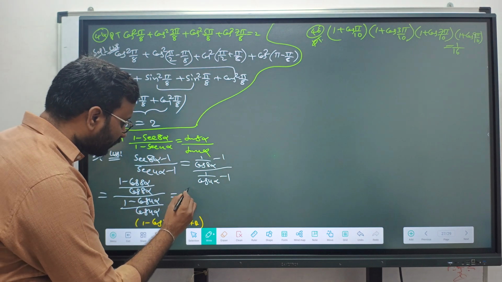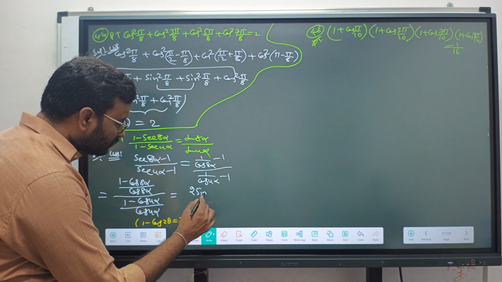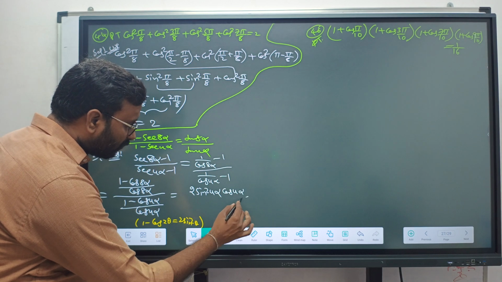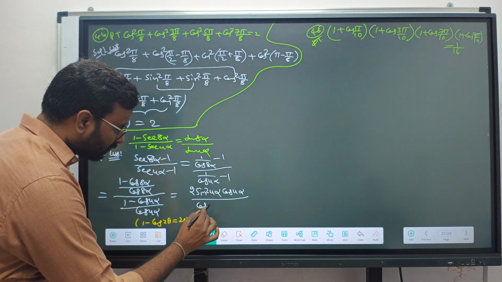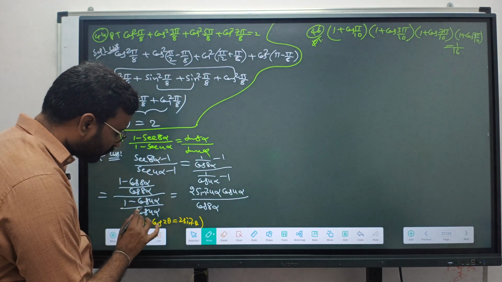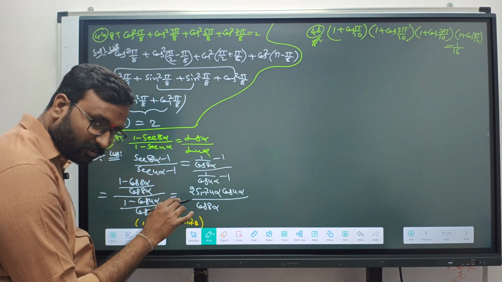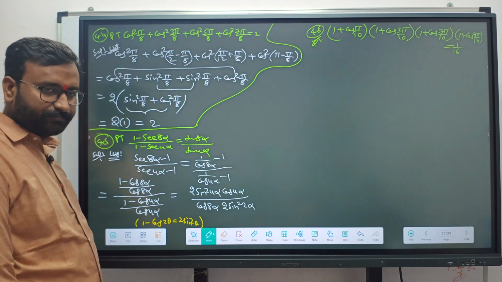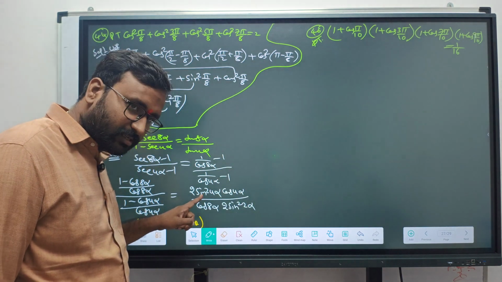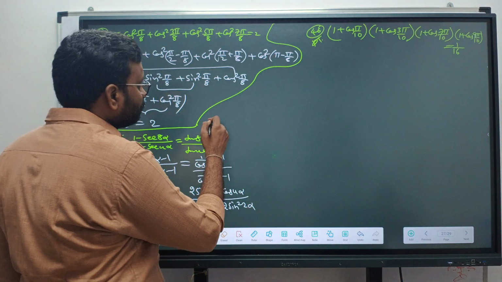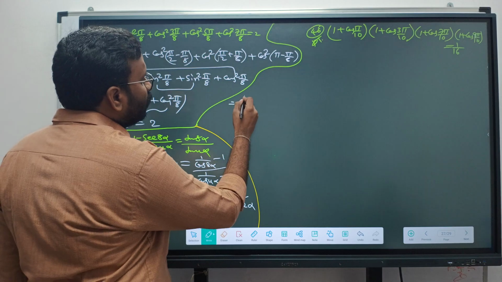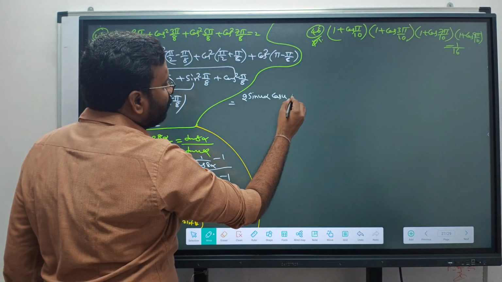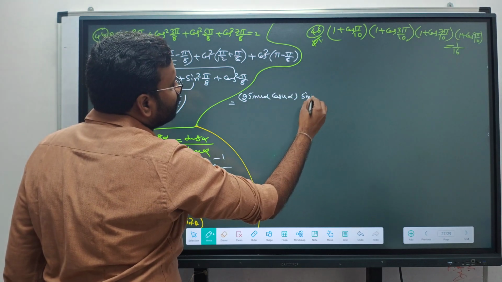So numerator I am writing 2 sin square 4 alpha, and cos 4 alpha, whole divided by cos 8 alpha as it is, and this is 1 minus cos 4 alpha. 1 minus cos 4 theta will be 2 sin square 2 theta, so 2 sin square 2 alpha. Any doubt? Now here we have 2 times of sine, I'm taking 1 times of sine, which is equal to 2 sin 4 alpha cos 4 alpha, one more sin 4 alpha.